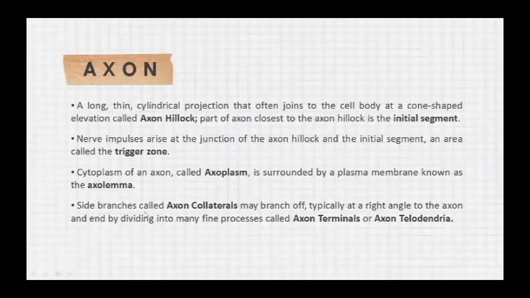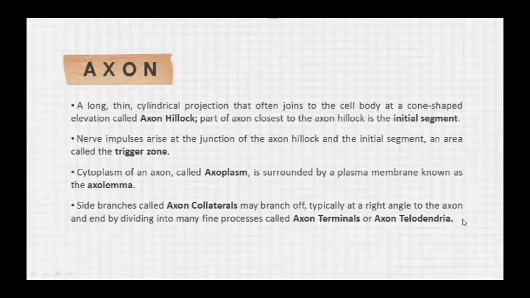axolemma. So, these side branches called axon collaterals may branch off typically at right angles to the axon and end by dividing into many fine processes called axon terminals or axon telodendria.